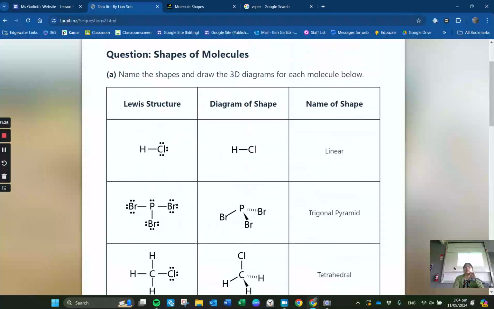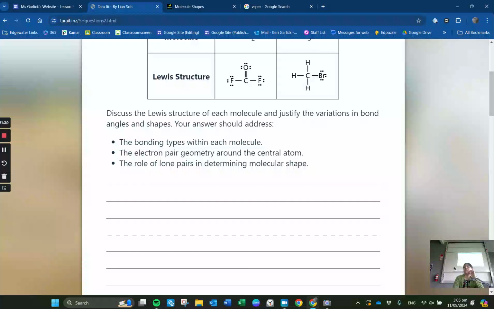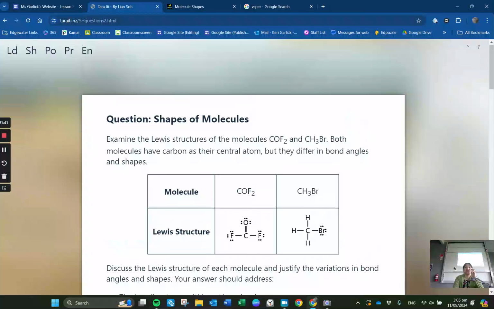Cool. And then if you refresh it, it changes the questions. And this one now actually gives you an exam style question too, where you actually have to write an answer.